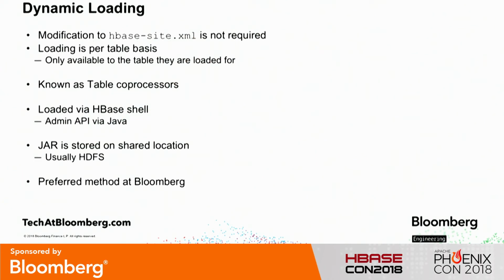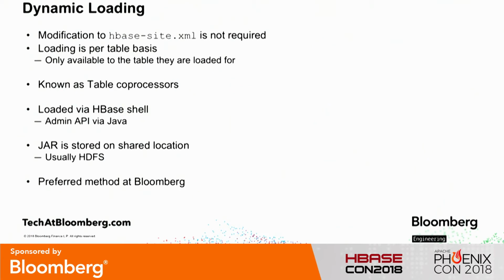The next is dynamic loading. Dynamic loading is pretty simple as compared to static loading. You do not need to modify your HBase site XML, and the loading is on a per table basis. What does that mean? When you dynamically load a coprocessor, you are basically attaching it to a single table, and it is only available to that table and all the regions of that table. And that is why they're also known as table coprocessors.